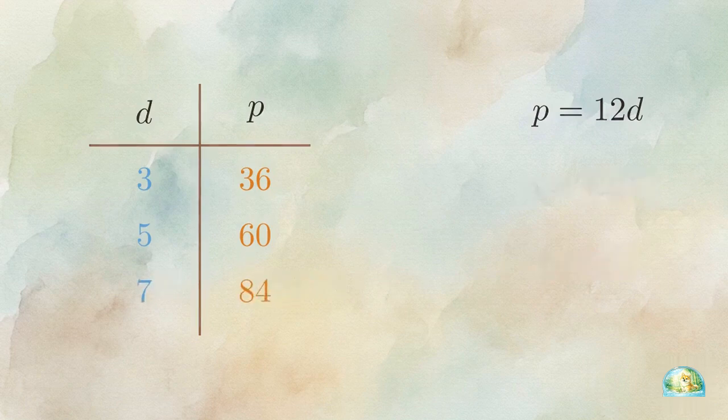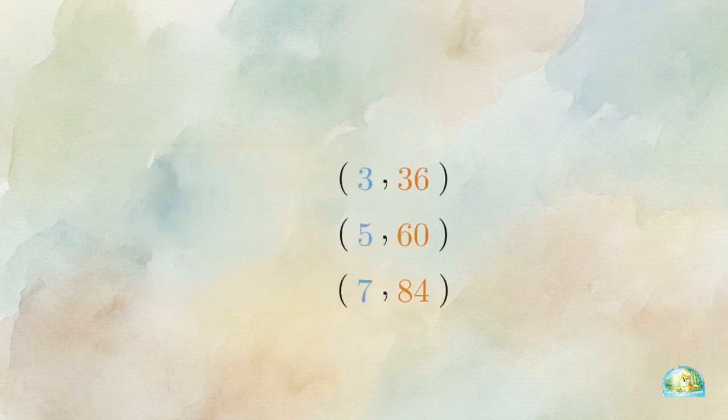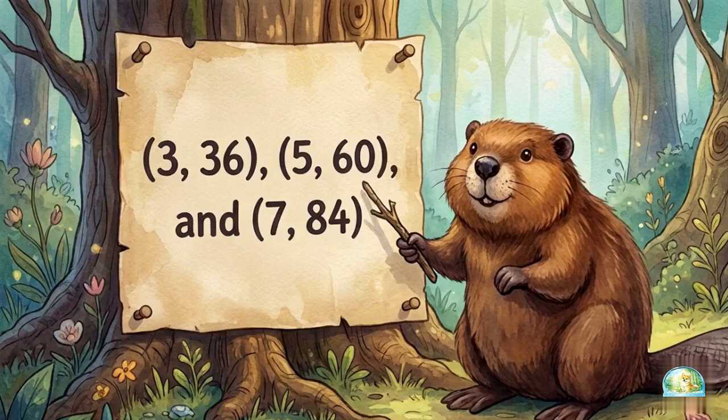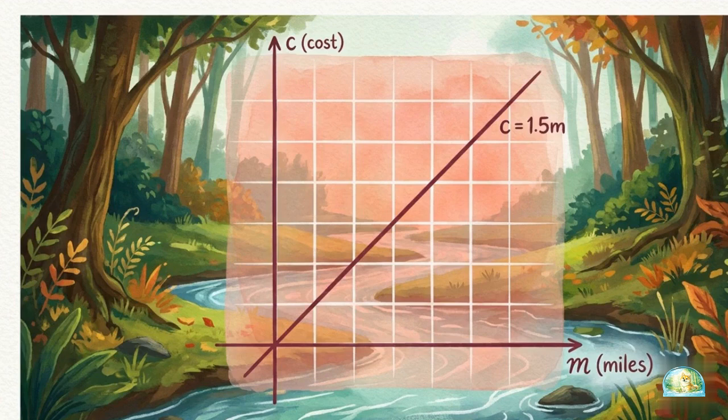These rows can now be written as coordinates: (3, 36), (5, 60), and (7, 84). By following the rule, we've turned our equation into a set of specific points that we can now place on a graph. Let's look at the equation C equals 1.5m.